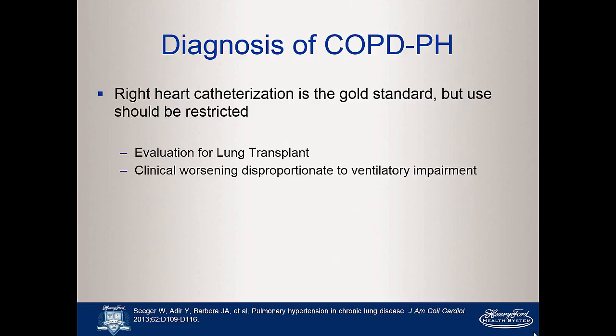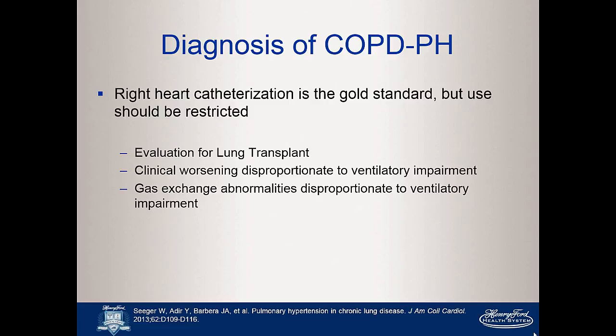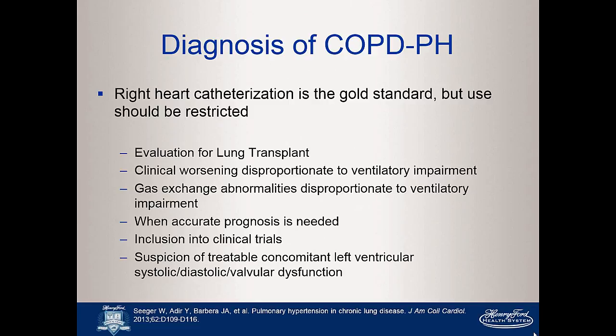If patients do clinically worsen disproportionately to their ventilatory impairment, then we start to think about pump failure and should investigate it more. If gas exchange abnormalities are worsening disproportionate to what you see in ventilatory impairment, then again we have to consider what the heart's doing. If you need an accurate prognosis, the big one is inclusion into clinical trials and suspicion of left heart disease that's treatable for improvement of the patient's overall state.